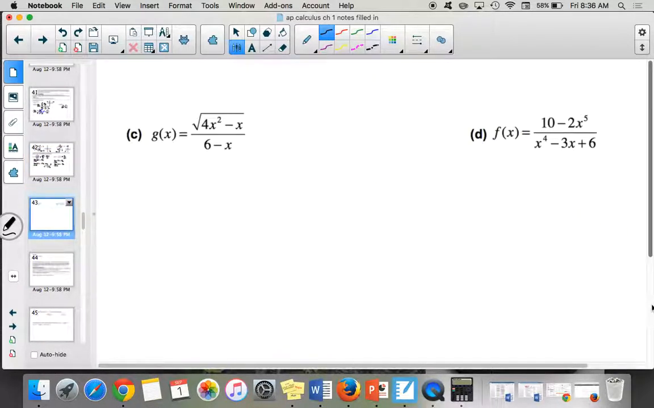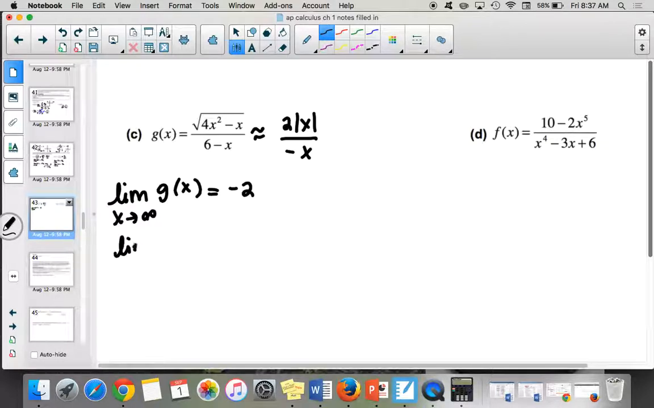All right, so the next one. If g of x is equal to the square root of 4x squared minus x all over 6 minus x, so again, kind of approximate it. It's 2 absolute value of x over negative x. So as I go to infinity, plug in a really big positive number, what do we get this time? So think about plugging in 100. You'd have 200 on top over negative 100. Negative 2. So how about as I go to negative infinity? I'd have negative 100 on the bottom, so positive 100. So that would go to 2. Okay?